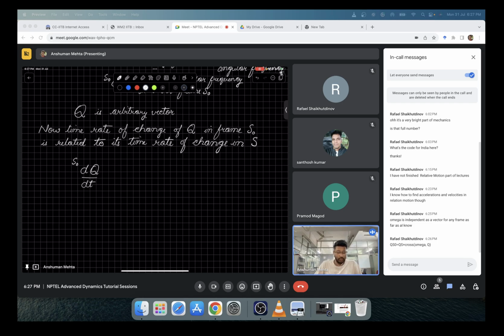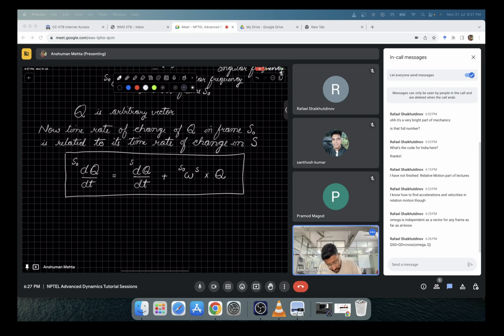The change in q with respect to the stationary or the inertial frame is equal to the change of that quantity q with respect to the moving frame plus omega cross q. So this is a very important relationship, and I will say this is one and only relationship which we have to learn in order to solve all the questions of this coordinate change.